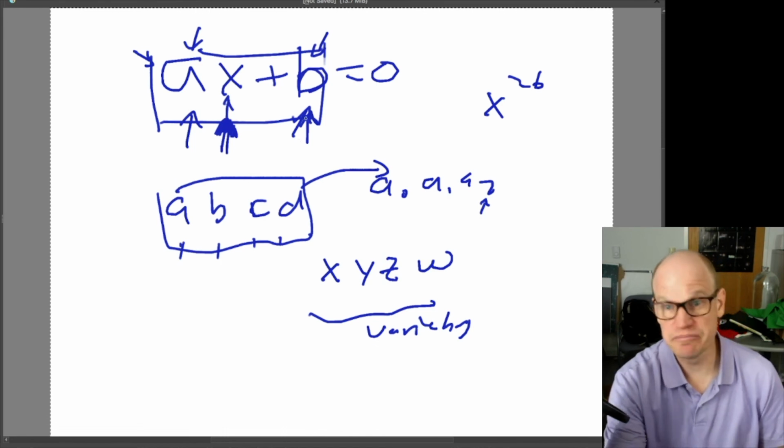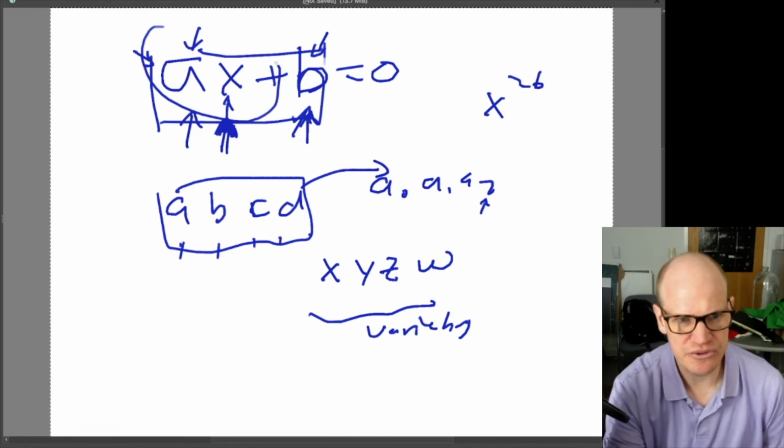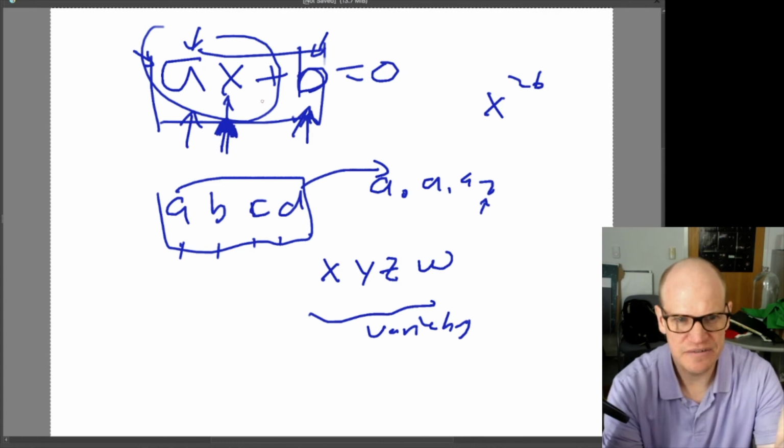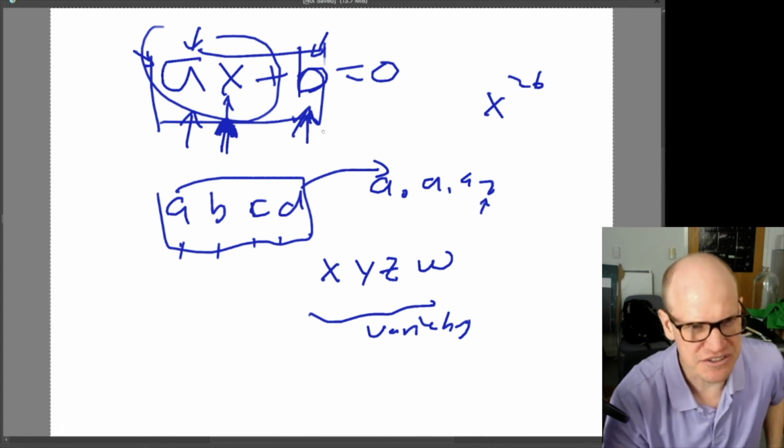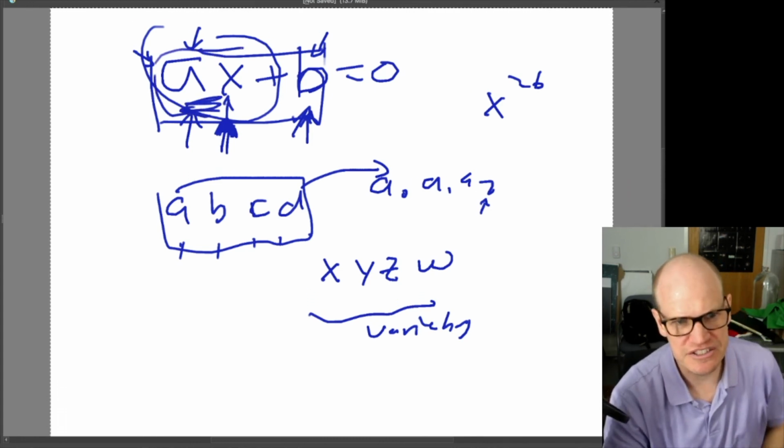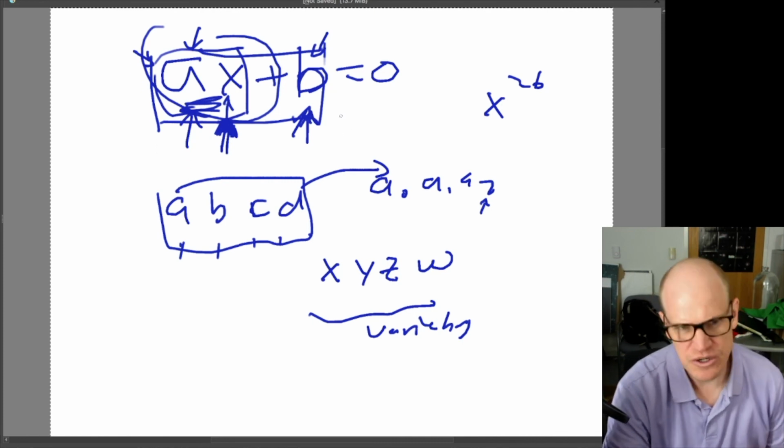Okay, in which case b would be the variable, and these would all be treated as though they were numbers, right? These would be the coefficients instead of that. Okay, so how do you solve for b in this case?